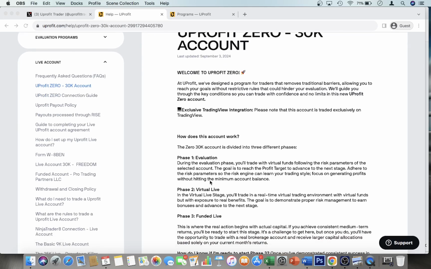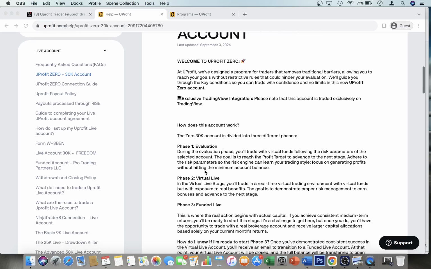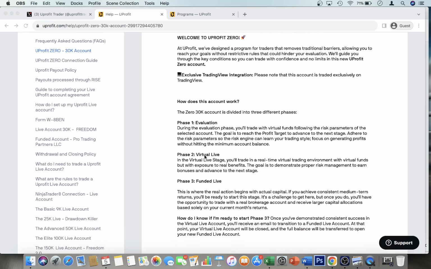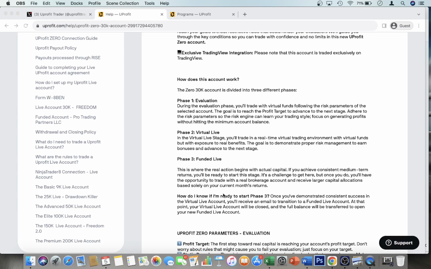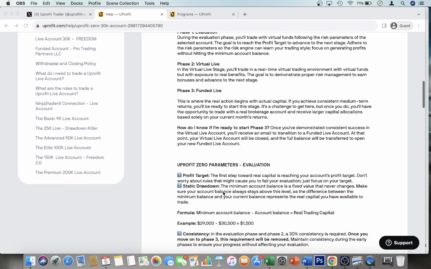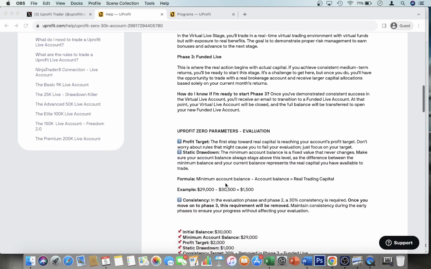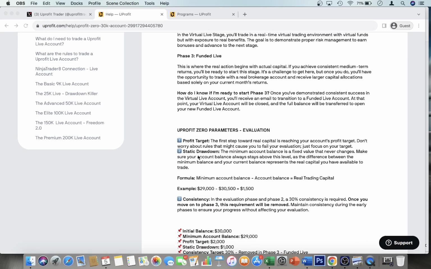How does it work? They're going to have an eval like any other prop account. You guys know how evals work. Then they're going to put you in a sim funded account, that's what they all do. And then eventually, if you're good, they'll put you in a live account. Now, this is where I want to share where I think it's different.